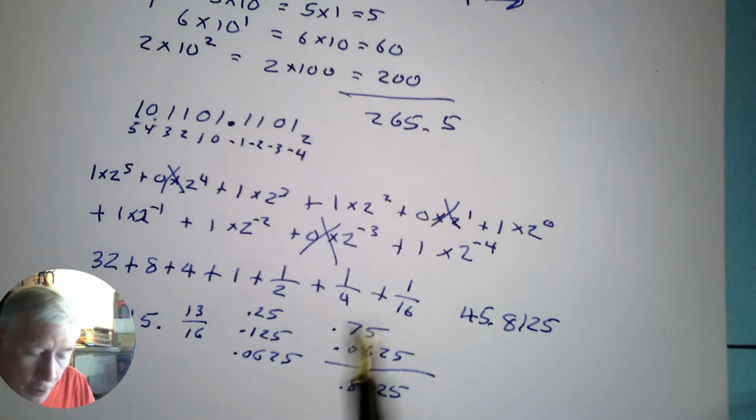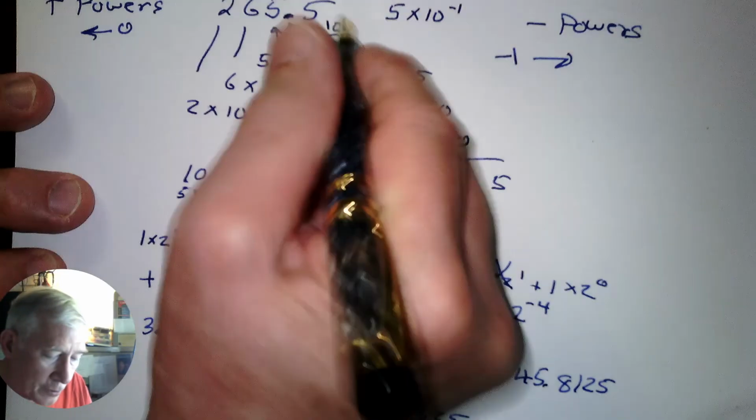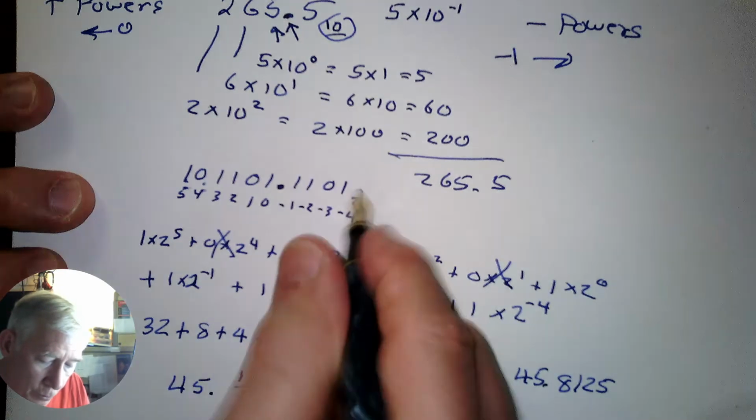You see how it was exactly the same as in decimal. The only difference is, in decimal we used base 10, and in this number we used base 2.